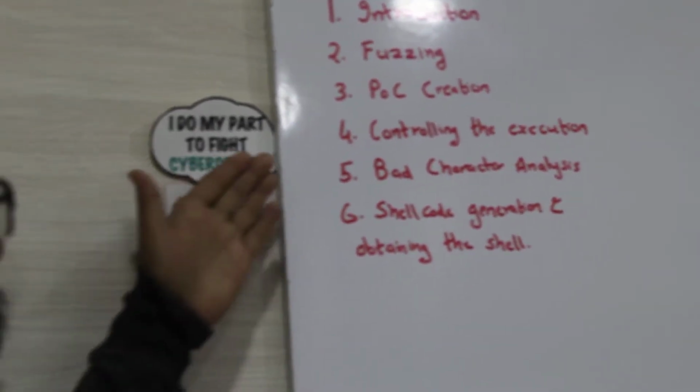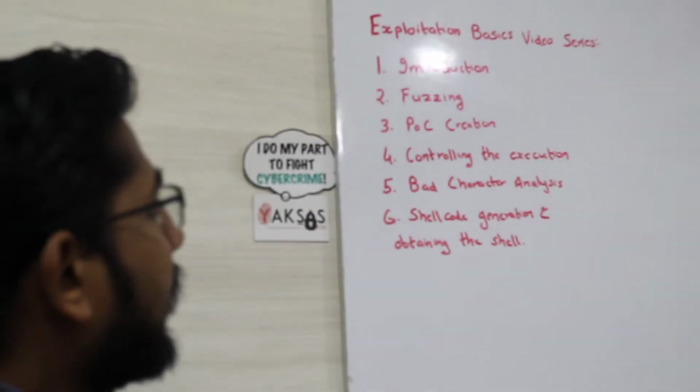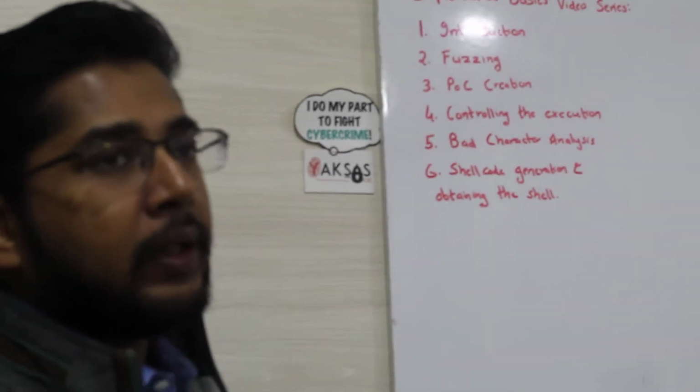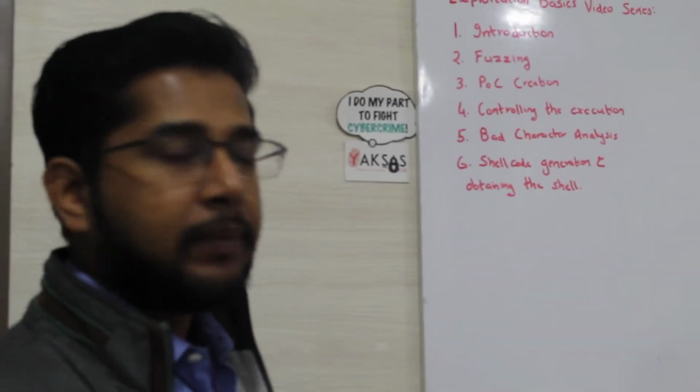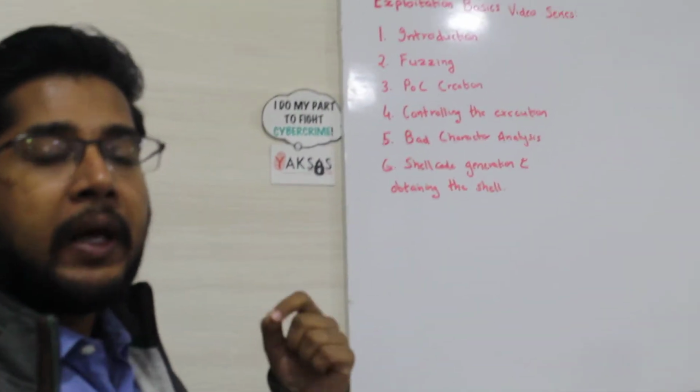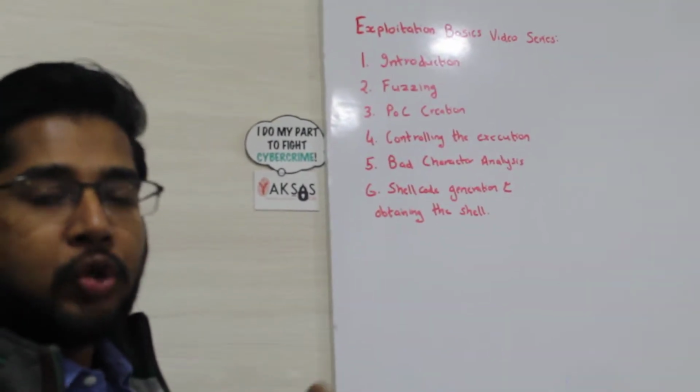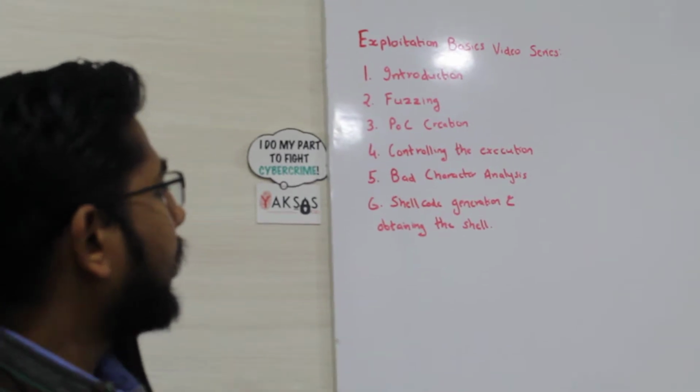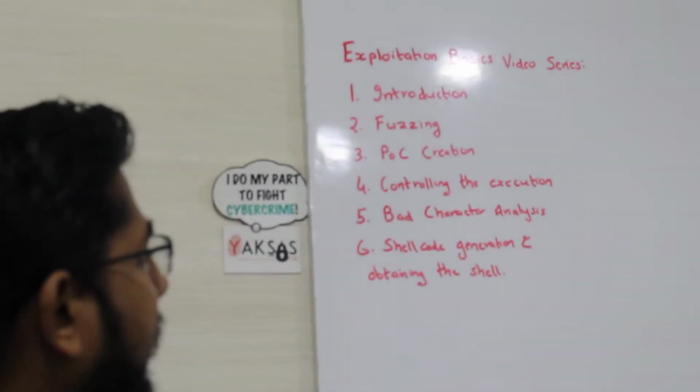Then we'll come to POC creation, wherein we'll create a Python script to replicate the crash that we found using fuzzing. The fourth part will cover controlling the execution, wherein we'll control the EIP and ESP registers. The fifth part will cover the bad character analysis, wherein we'll identify the bad characters which shouldn't be in our shellcode. And the last part will cover shellcode generation and obtaining the shell.